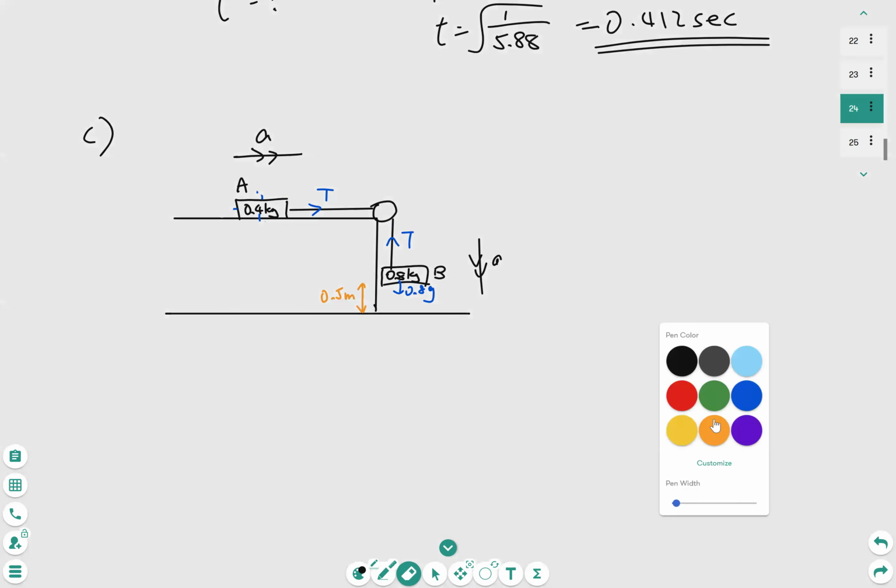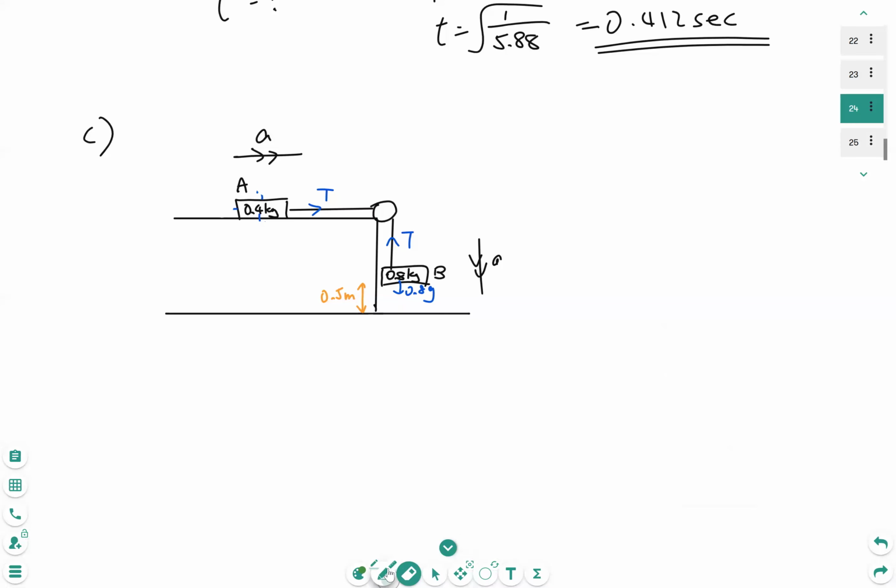Okay, so that's where A and B started, right? Now, I want to clean the diagram a little bit. Right, so what will happen, the subsequent motions. When the system is released, B drops, A moves towards the pulley. Now, what happens then? B will hit the ground, right? B will hit the ground, and A would be here.